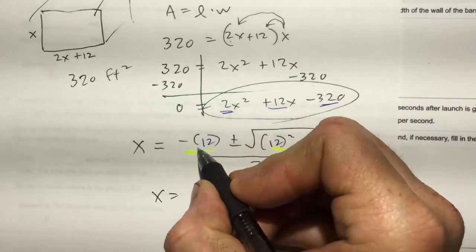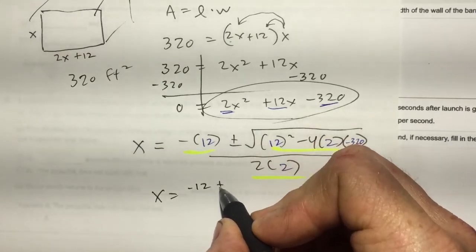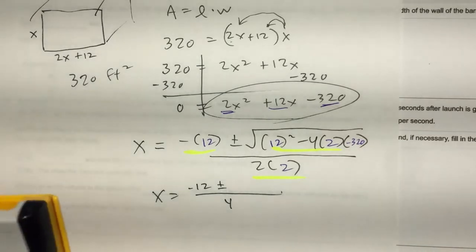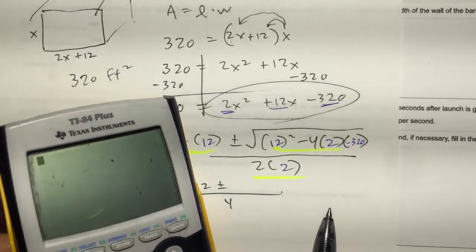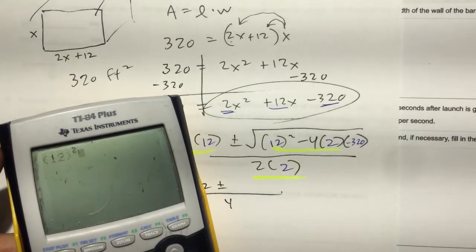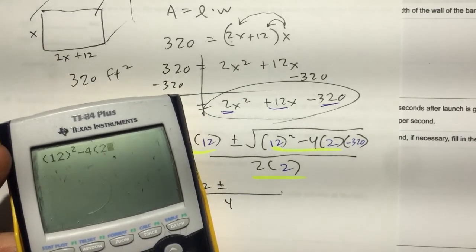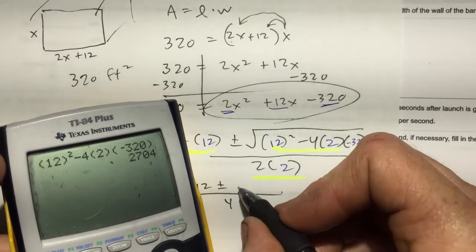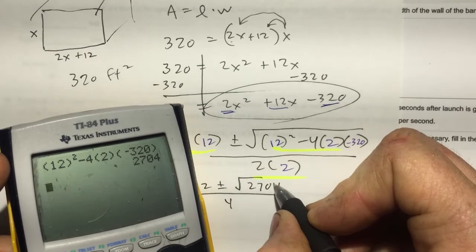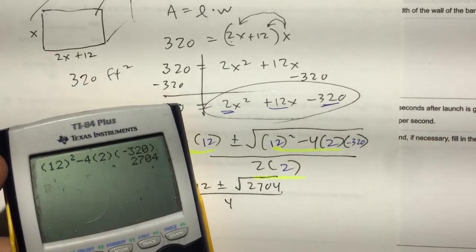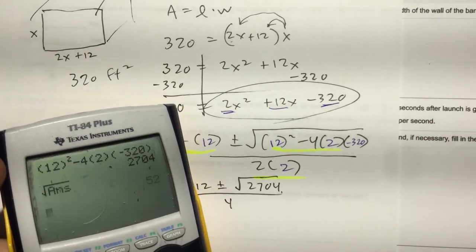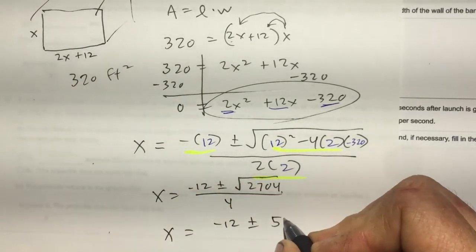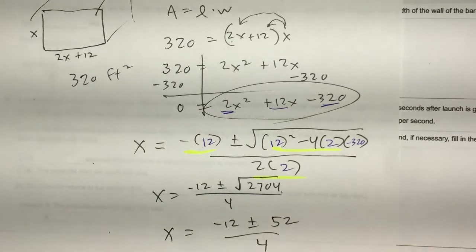So that means x equals, that's going to be -12. Down here, 2 times 2 is 4. And my radical there, all right, let's get this calculator out again. I'm going to have a 12 in parentheses squared minus 4, a 2, and a -320. 2704. Oh my goodness. Let's see if that's a perfect square. It is, 52. So it's -12 plus or minus 52 divided by 4.